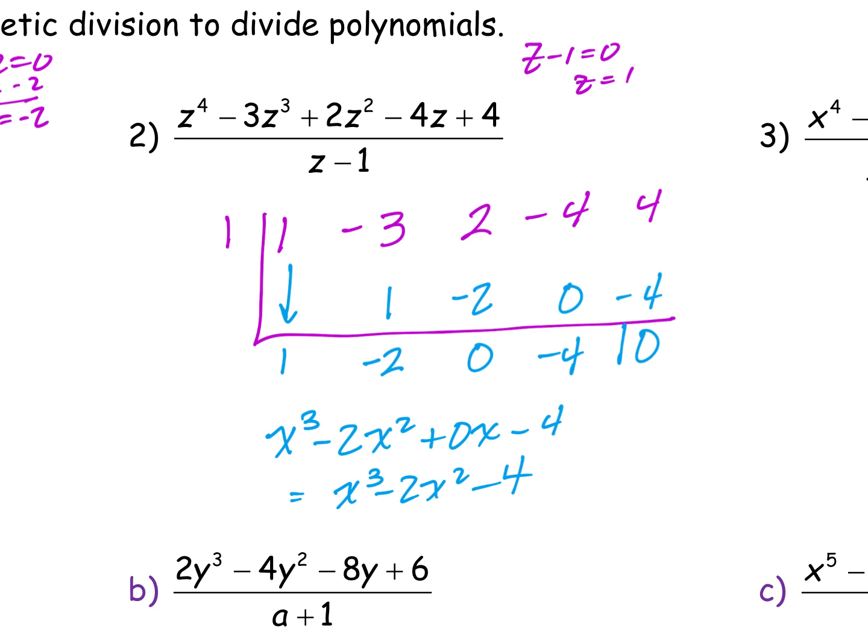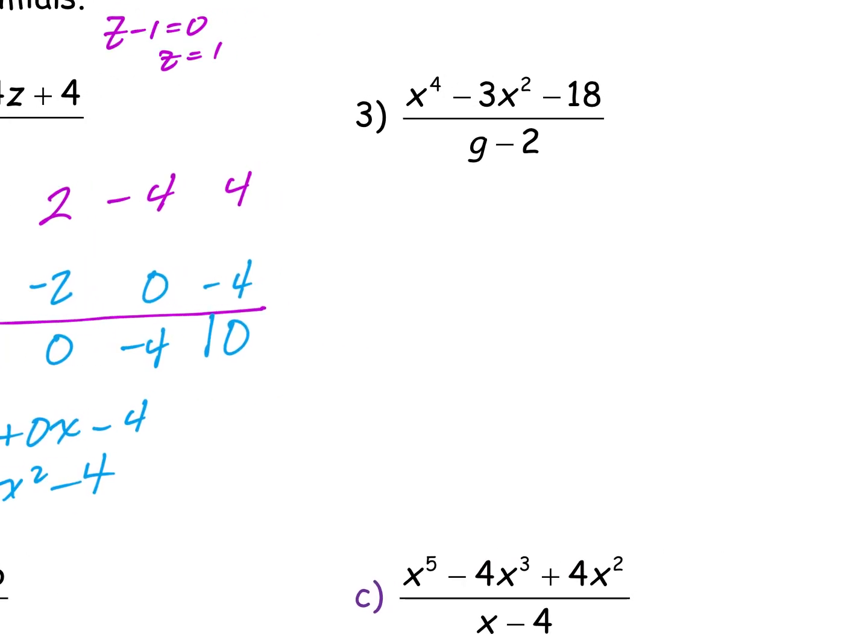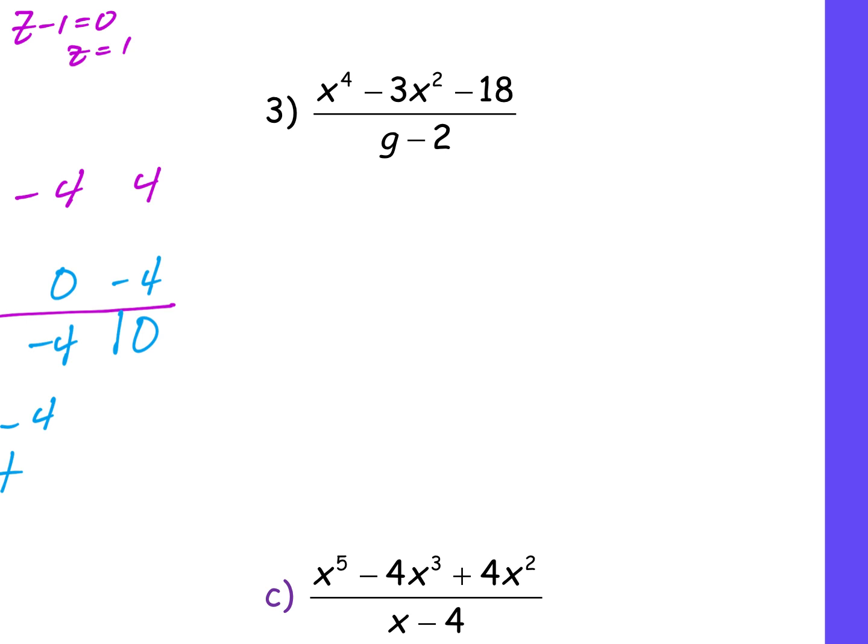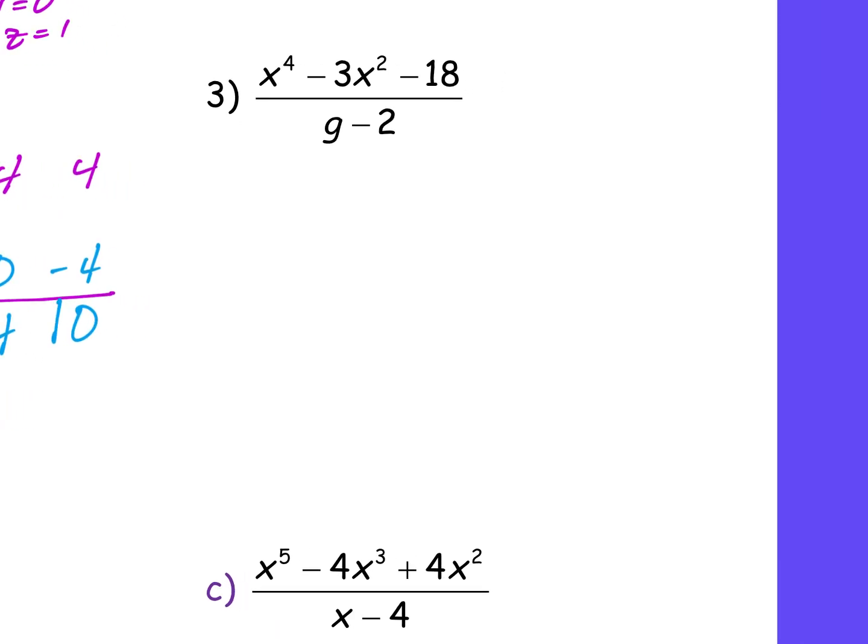Is everyone ready to go to the next one? All right. So now I have a missing term, right? So I have 4, 3, oh, no x. So I have to use a placeholder. And that placeholder is going to be what? 0. So my coefficients this time will be 1, -3, 0, -18.